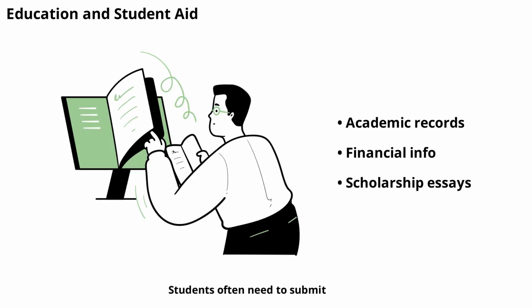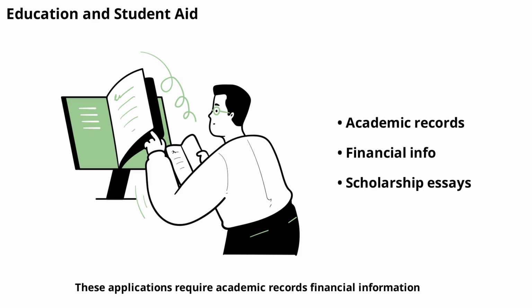Students often need to submit government applications for financial aid, scholarships, or admission to public schools and universities. These applications require academic records, financial information, and sometimes essays or recommendations. Access to education is a key benefit provided by government programs, and the application process helps ensure fairness and transparency.